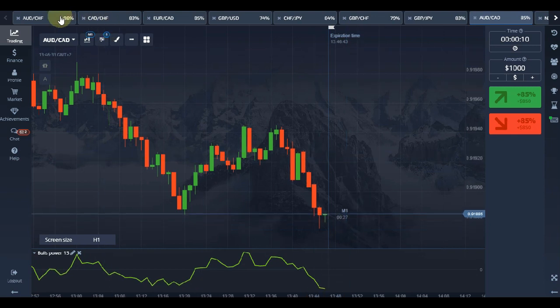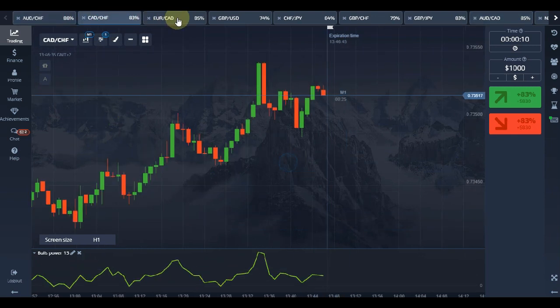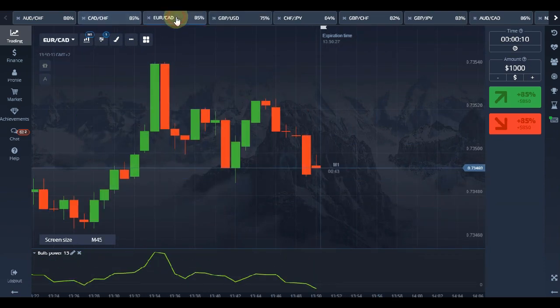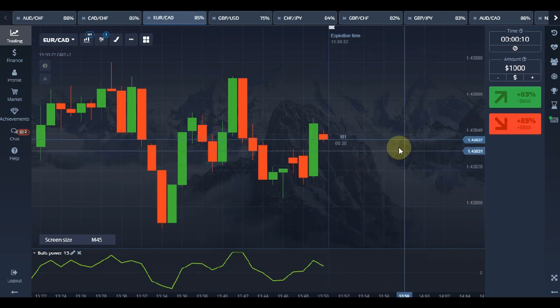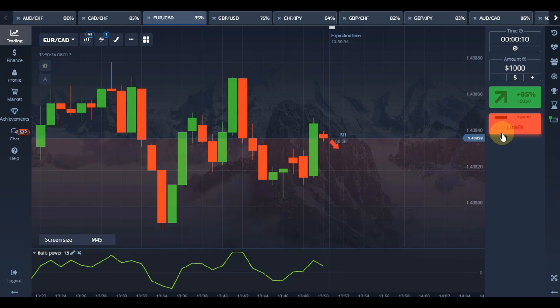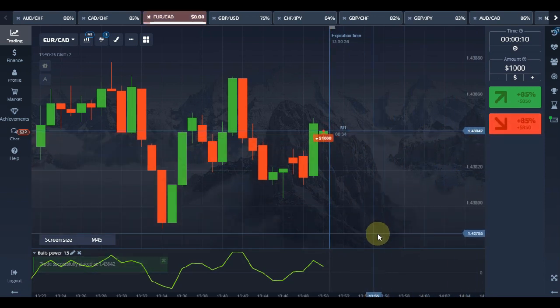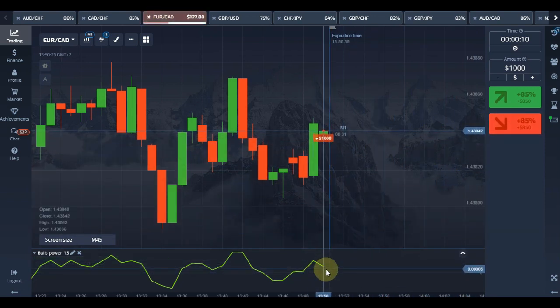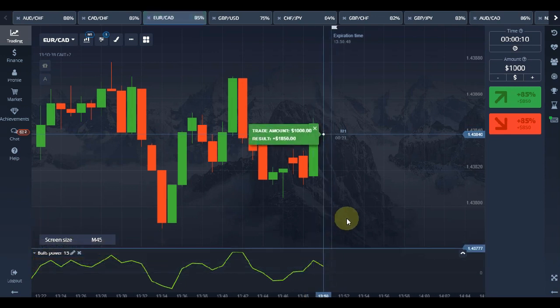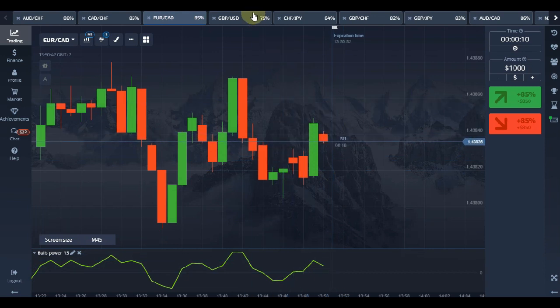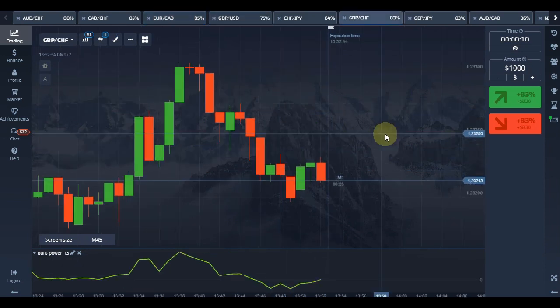Let's see, take another moment for the trade. It's showing going down, so take the trade for 10 seconds. Bull's power shows to go down. See, bull's power shows go down and it's going down. It's a profitable deal for us.